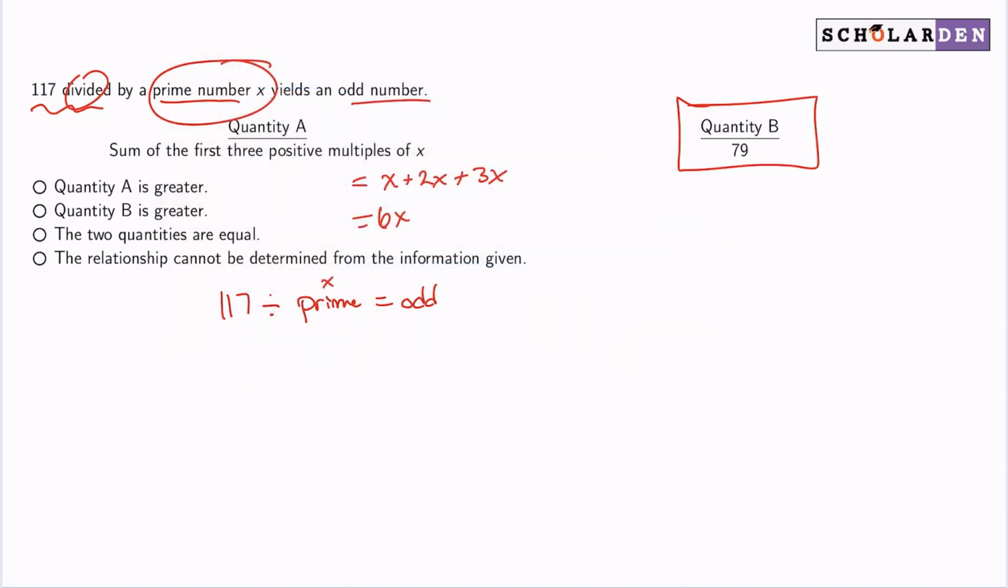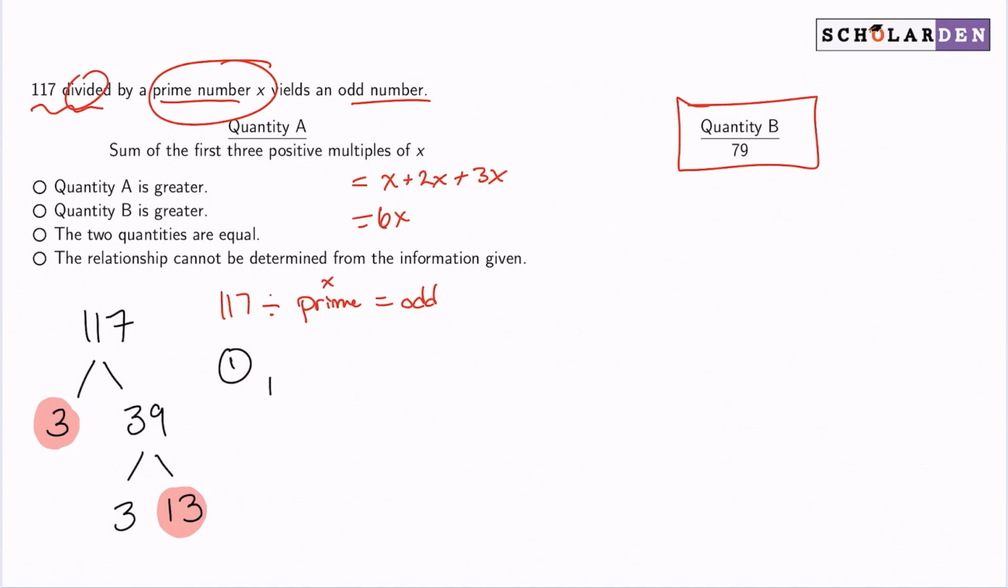So what prime numbers make up 117? Well, I know that 117 is divisible by 3. I know this because it's really close to 120, and 120 is 3 away from 117, and 120 is divisible by 3. So if I take 117 and divide it by 3, that's going to be 39. 39 is also divisible by 3, and that makes 13. So the two prime numbers that make up 117 are 3 and 13. So let's look at both of those cases.